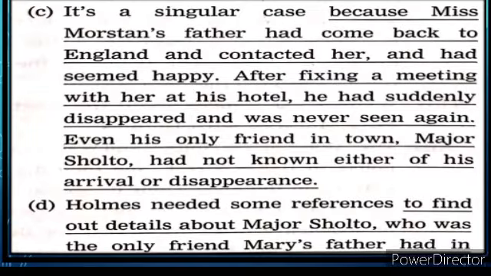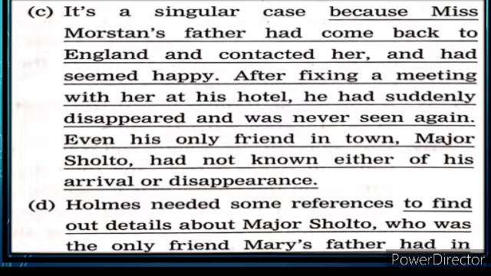It is a singular case because Miss Marston's father had come back to England and contacted her and had seemed happy after fixing a meeting with her at his hotel. He had suddenly disappeared and was never seen again. Even his only friend in town, Major Sholto, had not known either of his arrival or disappearance.